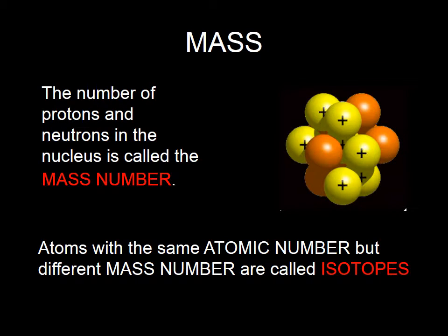Since the electrons are very small, most of the mass is determined by the protons and neutrons. The total number of protons and neutrons is called the mass number. Although the number of protons is fixed for an element, it is possible for atoms to have a different number of neutrons, and these atoms are called isotopes of the particular element.